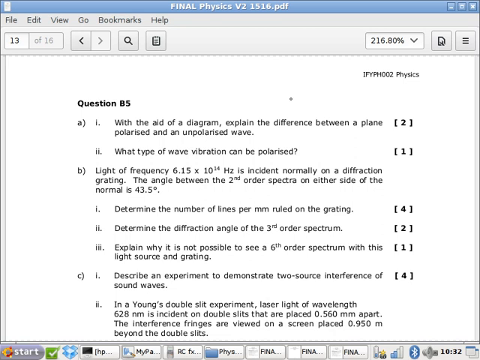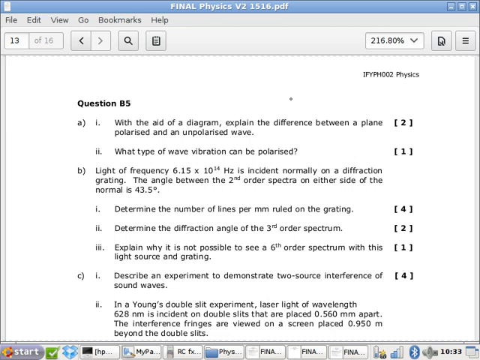Light of that frequency is put through a diffraction grating, and the second order is 43.5. What is the number of lines? Yeah, so basically the question is a sneaky way of asking you for what the d is by using the standard formula n lambda equals d sine theta. But then you don't just give the d, you have to convert it back into number of lines.